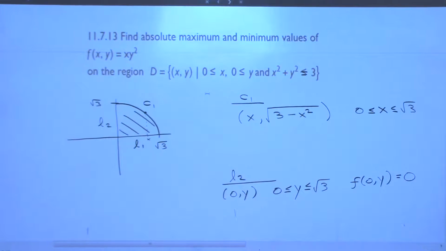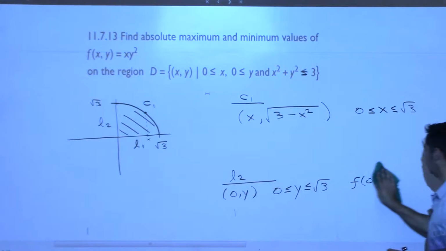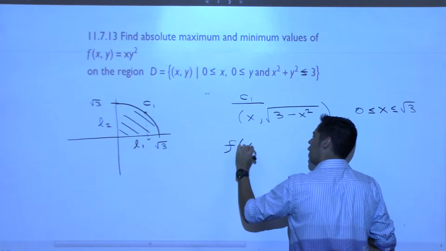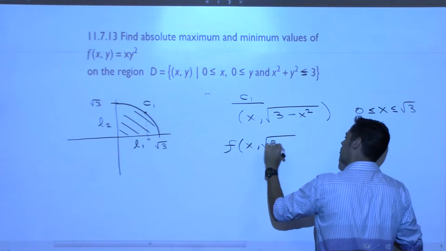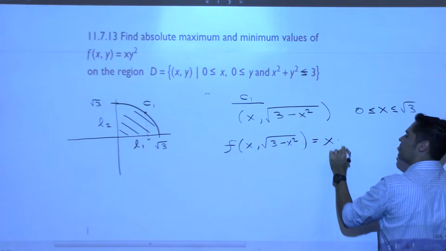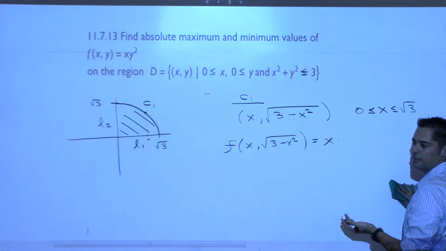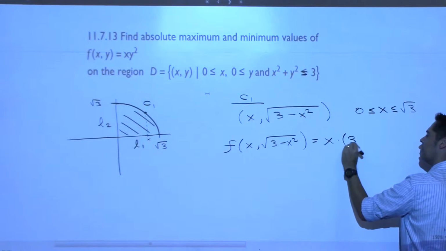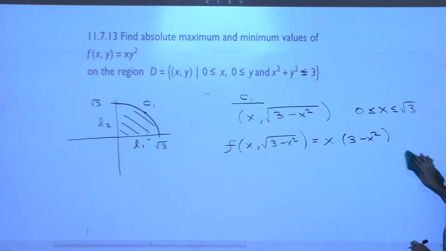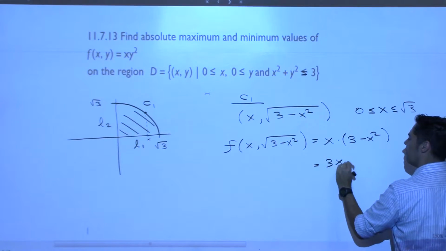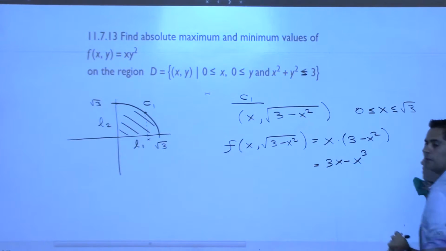All right, now I get the pleasure of plugging that into the function. What's f of x, root 3 minus x squared? Ooh, I'm going to get lucky. That is x times y squared. Square that. Oh, nice. That got rid of the root for me, didn't it? I'm happy. And this is just 3x minus x cubed. Agreed?